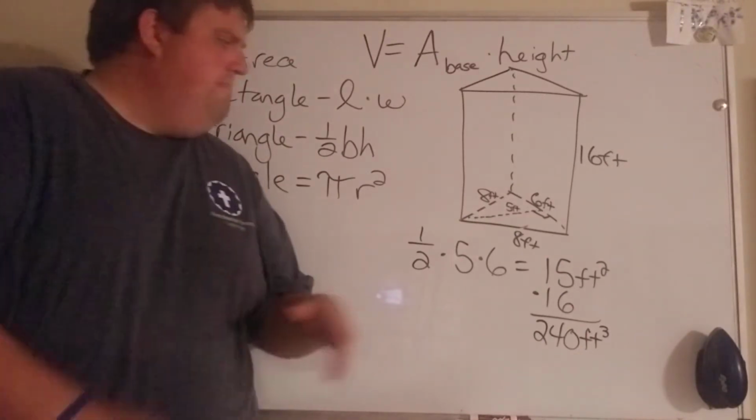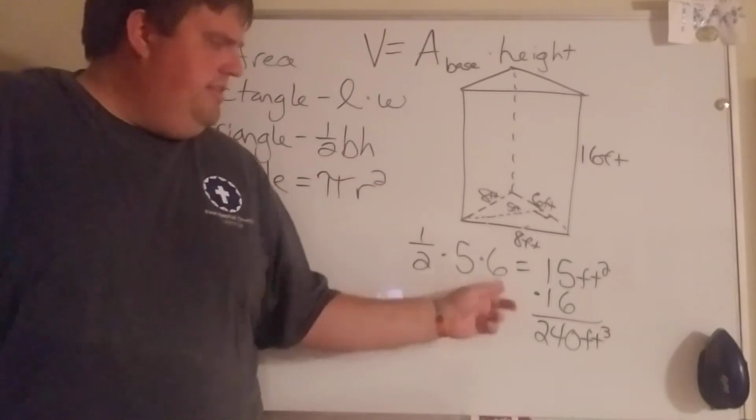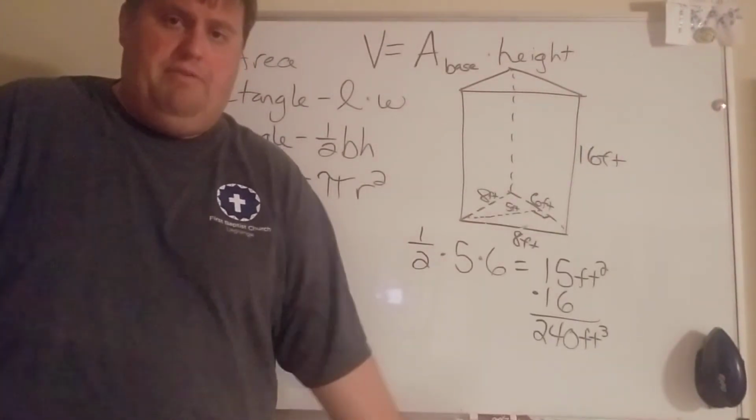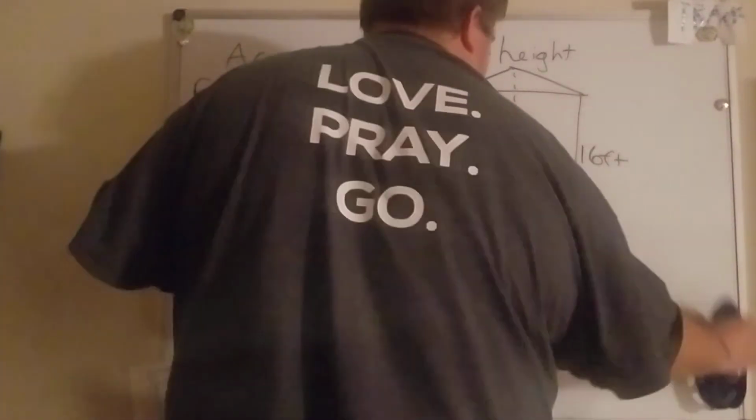So quick recap. Found the area of the triangle by using 1/2 base times height. Multiplied it by the height, which is 16. That's the whole thing for volume. Let's do one cylinder and we'll call it a day.